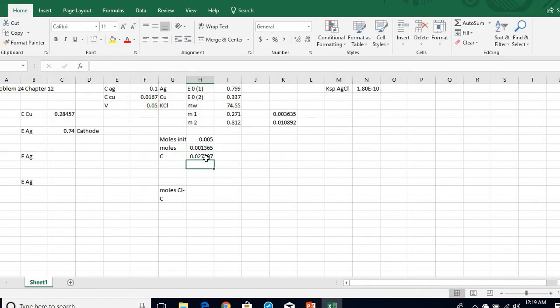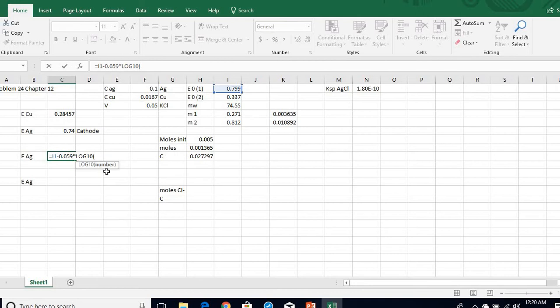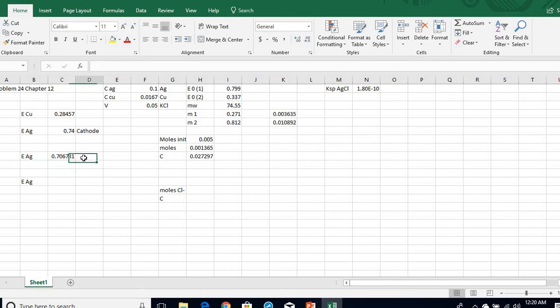And now that we have the new concentration of silver, we can find the potential of our electrode. So it's going to be equal to the standard potential minus 0.059 times log of the reduced divided by the oxidized. The potential of the silver electrode is still greater than the potential of the copper electrode, so it's still going to be the cathode.